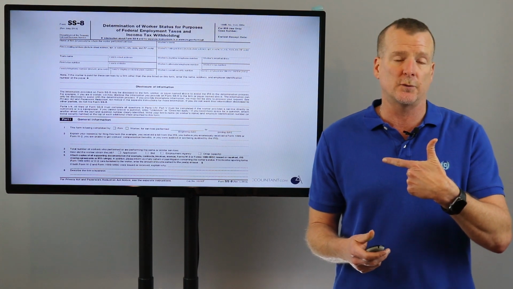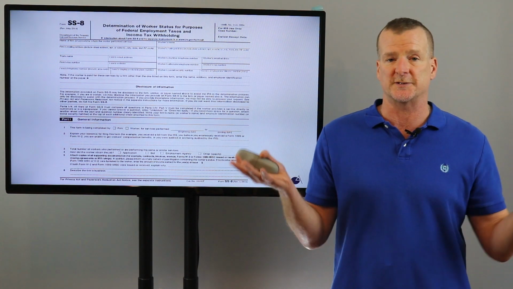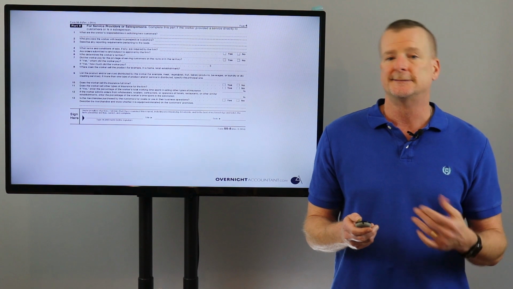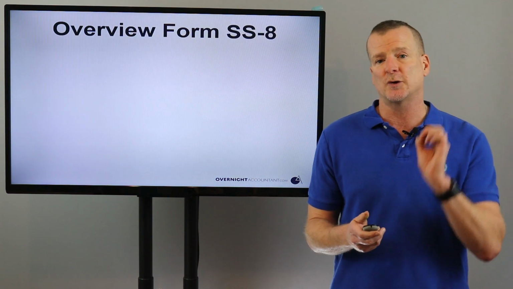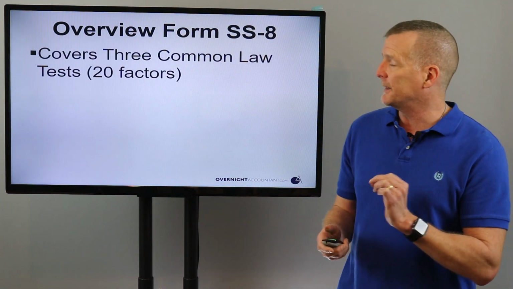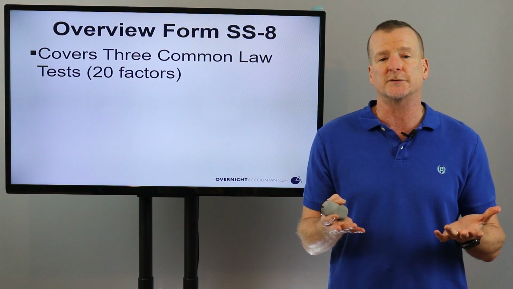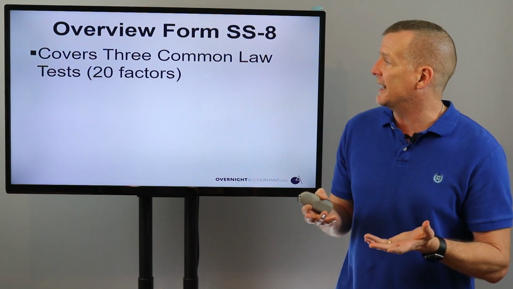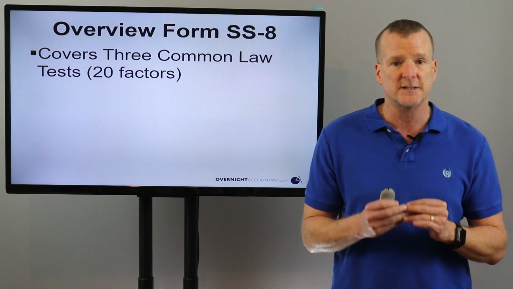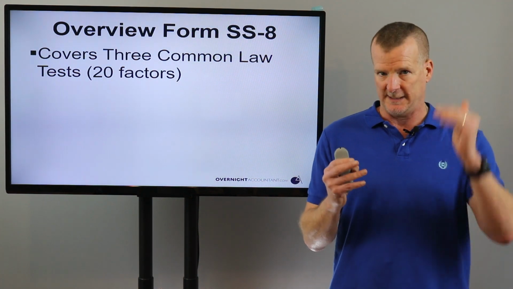You can print this out if you want to pause. If you haven't done it yet, you can take a look at the form. It's going to be in your resource section. Several pages. If you look at it closely, what you're going to find is it basically is really a relisting of the 20 common law factor test, or the 3 common law tests, the 20 factor test. You'll notice they're in there.